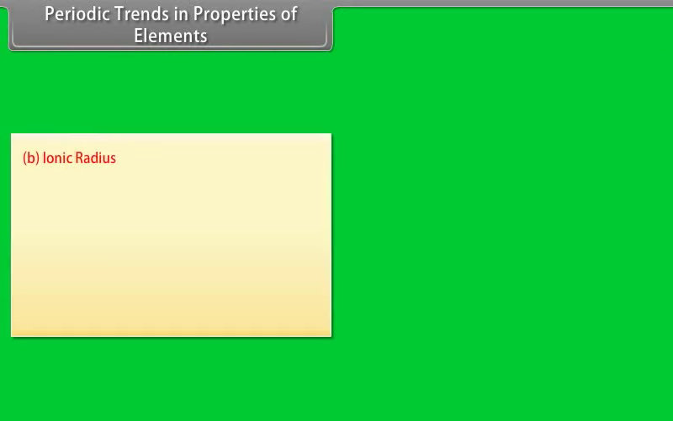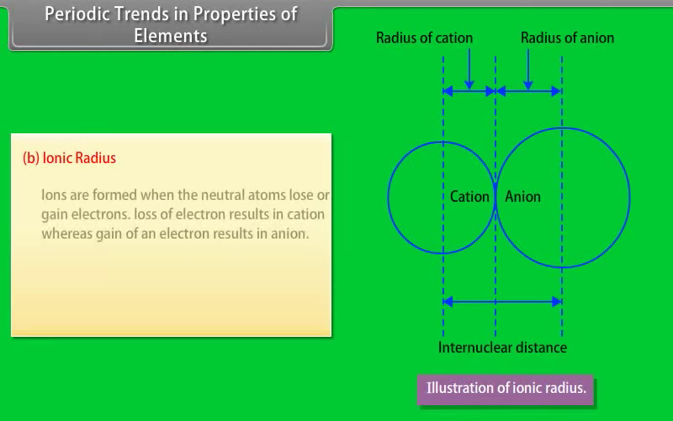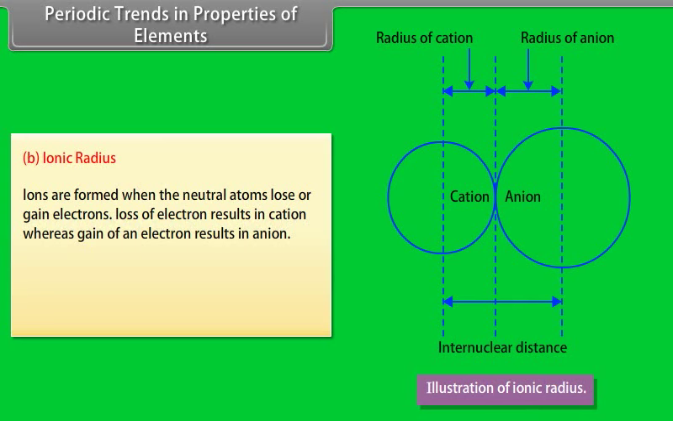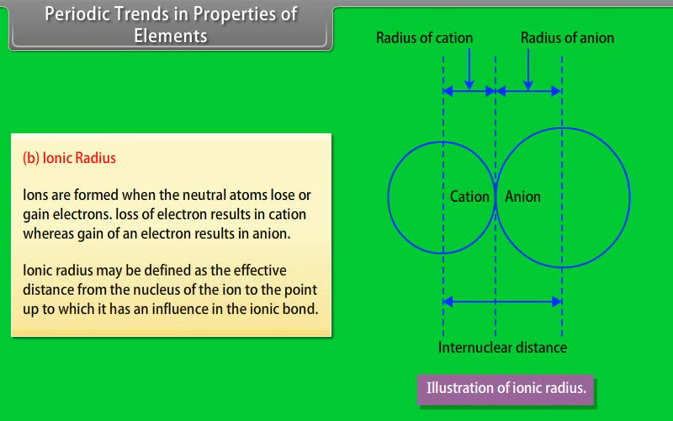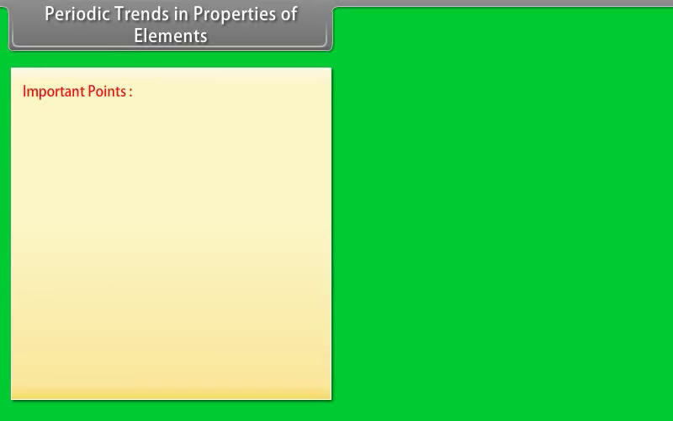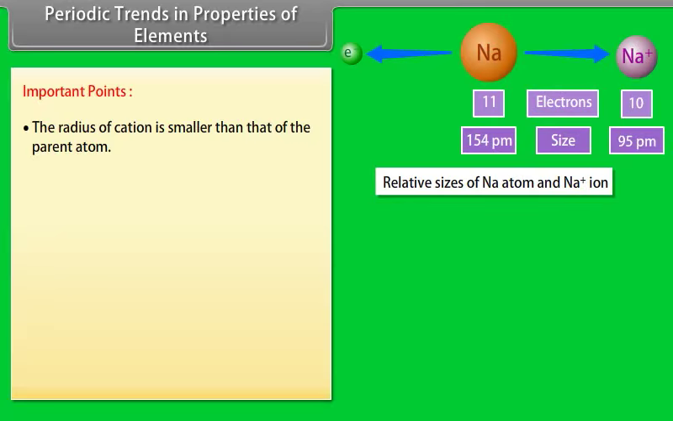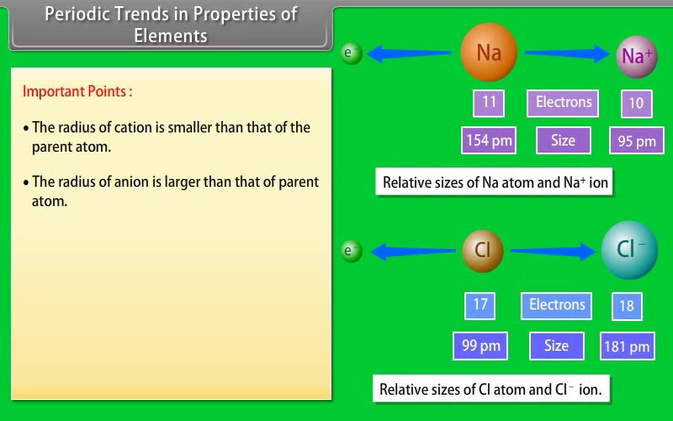bond. B. Ionic radius. Ions are formed when the neutral atoms lose or gain electrons. Loss of electron results in cation, whereas gain of an electron results in anion. Ionic radius may be defined as the effective distance from the nucleus of the ion to the point up to which it has an influence in the ionic bond. Important points. The radius of cation is smaller than that of the parent atom. The radius of anion is larger than that of the parent atom.